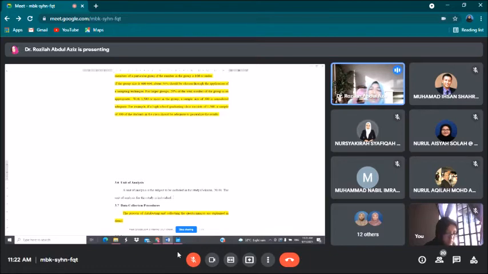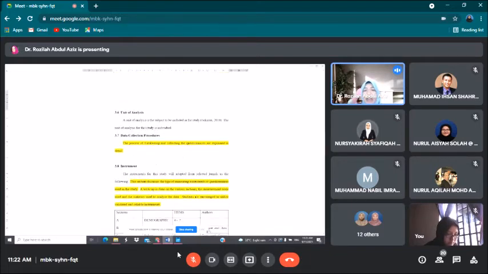Okay, and then data collection procedure. This is saya kata tadi tu. The process of distributing, collecting the questionnaire are explained in detail. So macam you tulis the questionnaire will be distributed to the respondents. Kalau personally distributed, itu di sinilah.